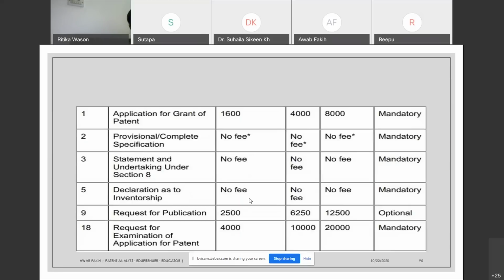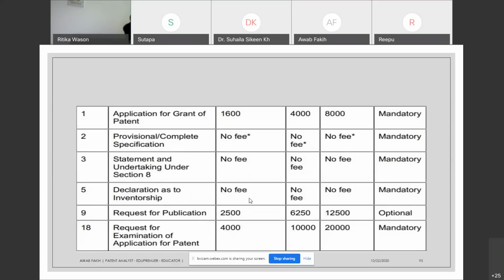The first column is the form number. Okay, that's not the sequence. That is form 1, form 2, form 3, form 5, form 9, form 18. Form 1, 2, 3, and 5 are compulsory, are mandatory. Okay. Form 9, as it was put up as a question by Jyoti ma'am.